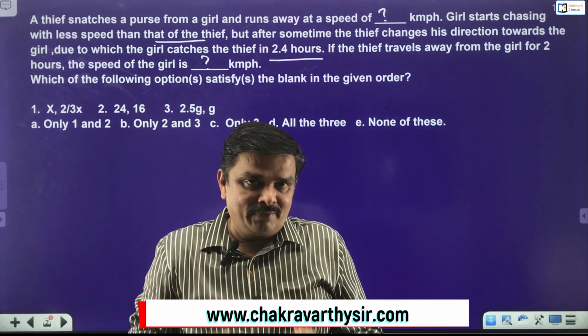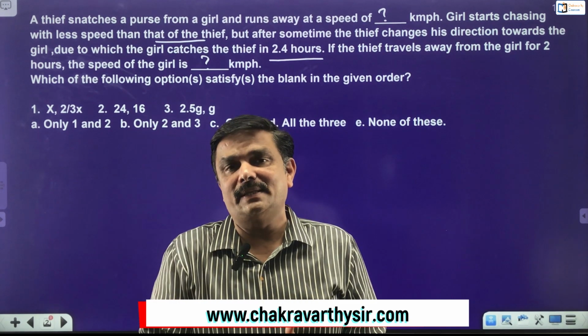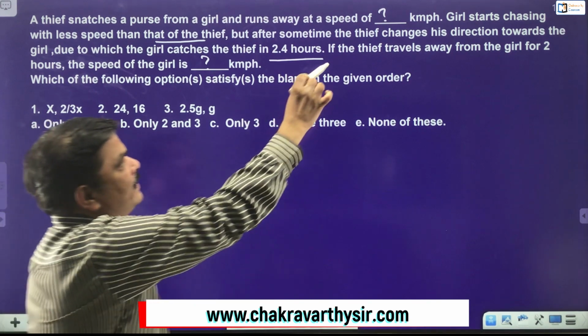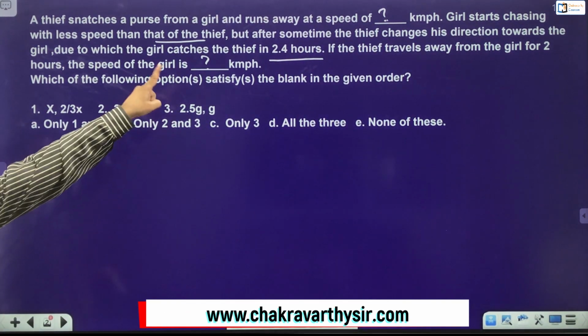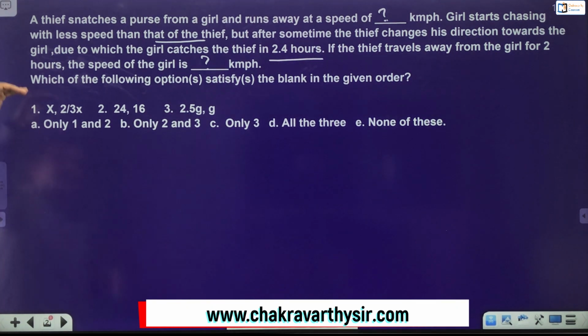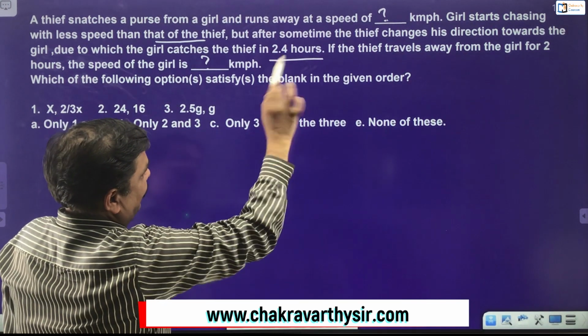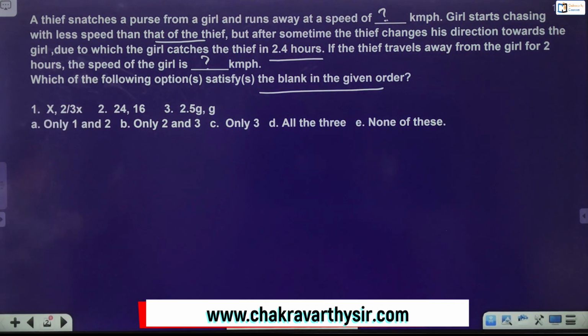As I told you repeatedly students, in many competitive exams, they are giving this type of question. Now what we need to find out here is the speed of the thief and the speed of the girl. But the options also they have given in a different way. Which of the following option or options satisfies the blanks given, in the same order? In the same order we have to find out.